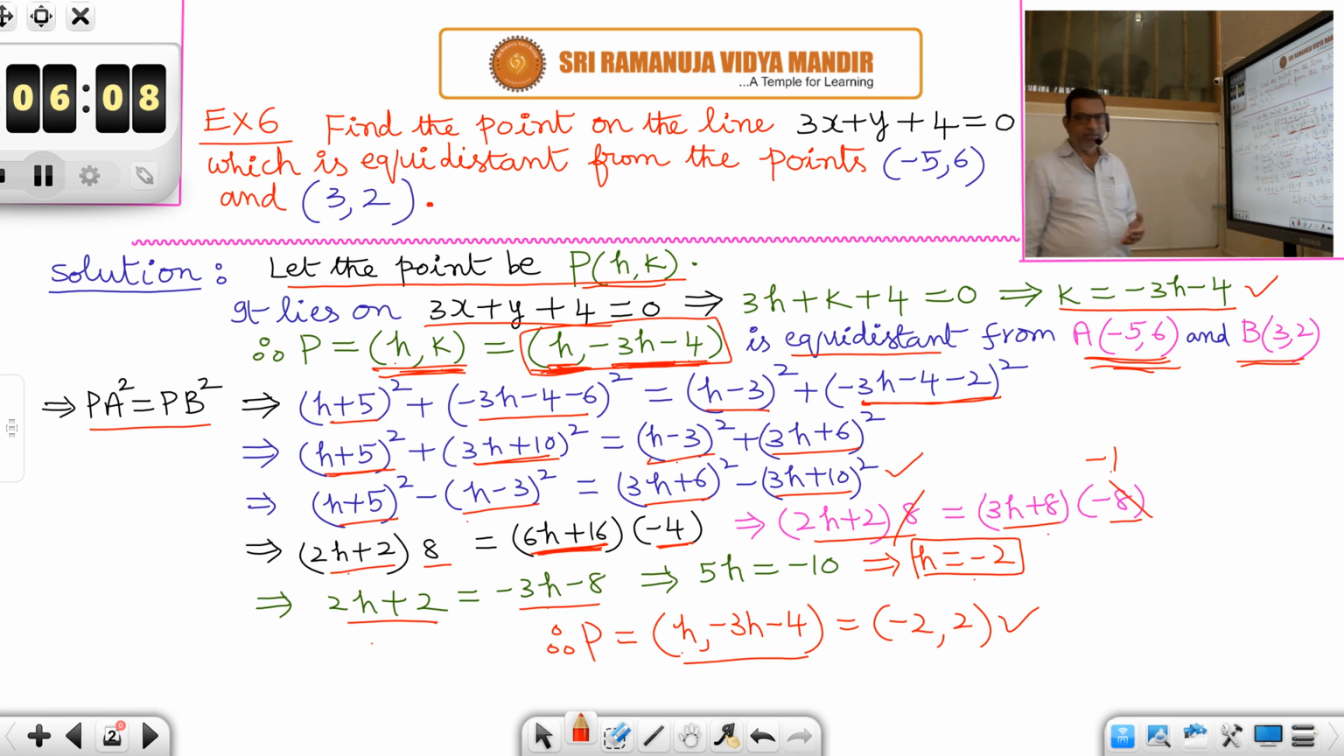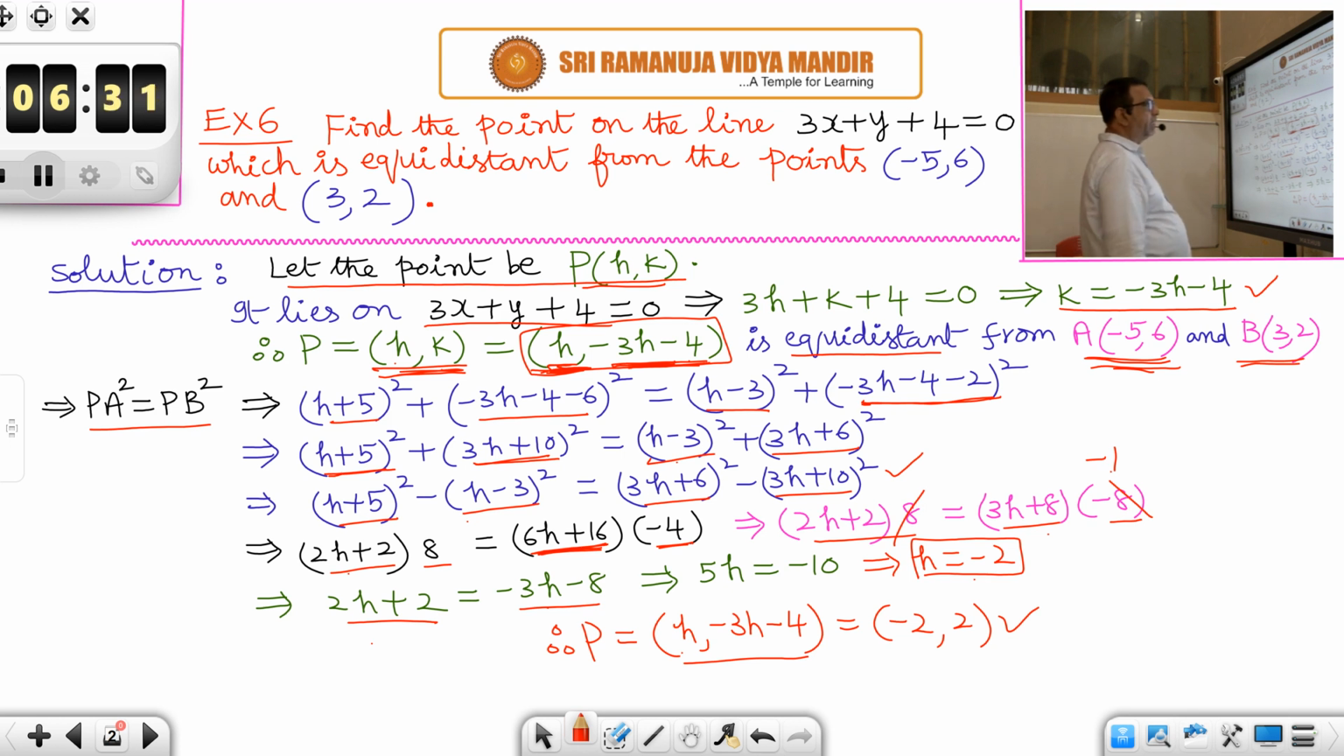Suppose you got a quadratic equation and suppose the quadratic equation has 2 real roots, then there will be 2 points existing satisfying the given conditions. But here we got only a linear equation, that means only one point is there satisfying the given condition.